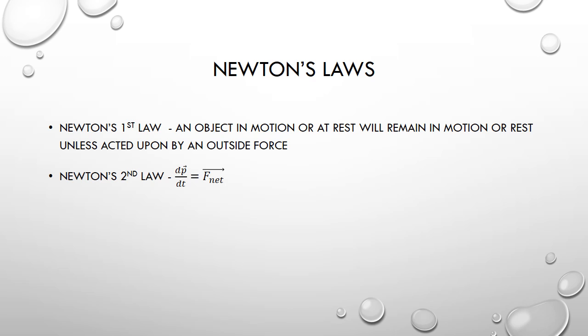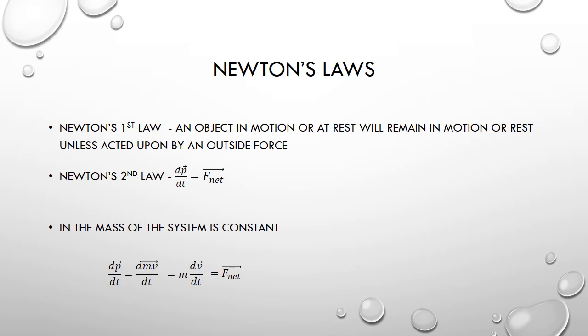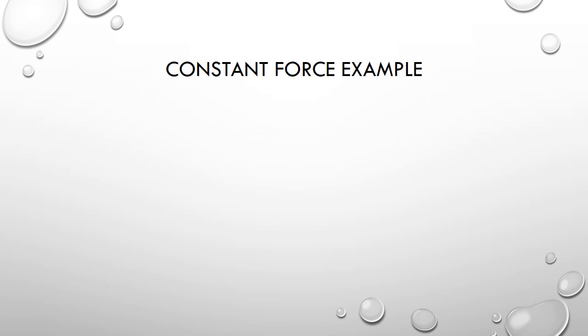Newton's second law tells us the rate of change of momentum has to be the net force acting on the system from outside the system. If mass is constant, then we can write the rate of change of momentum, where momentum is mv, as m times the rate of change of velocity with respect to time, and that will be equal to the net force.